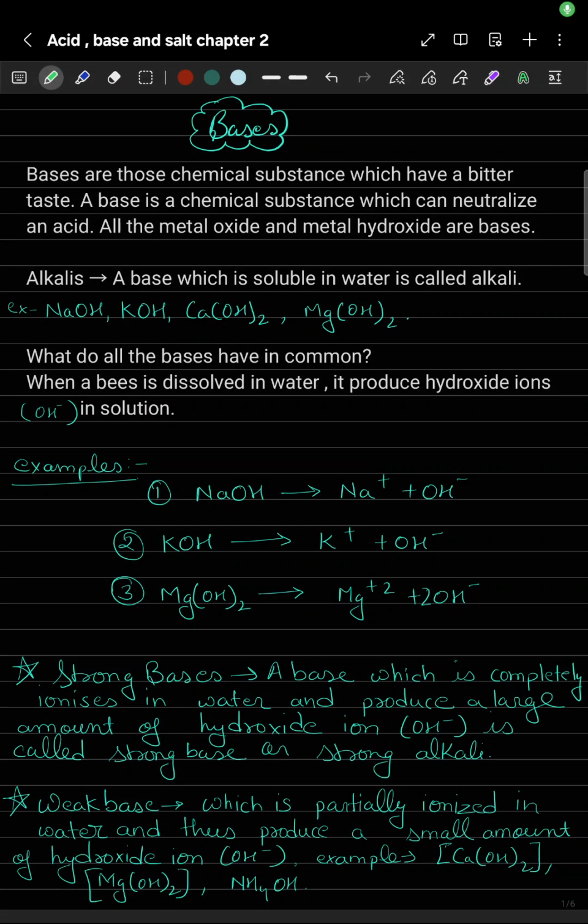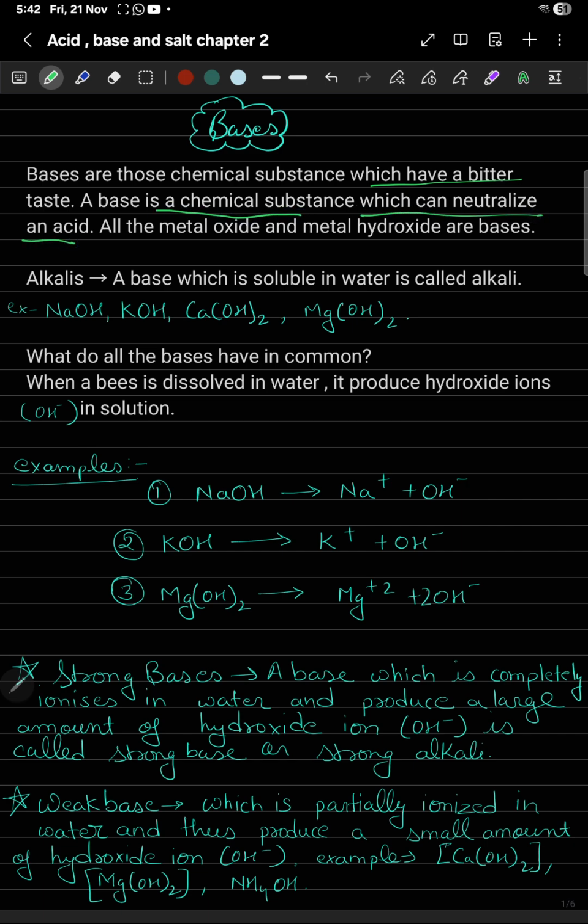Everyone, today we discuss the bases, that is the second part of class 10 chapter 2. So what are the bases? Bases are those chemical substances which have a bitter taste. In taste it is considered bitter, and it is a chemical substance which can neutralize an acid.